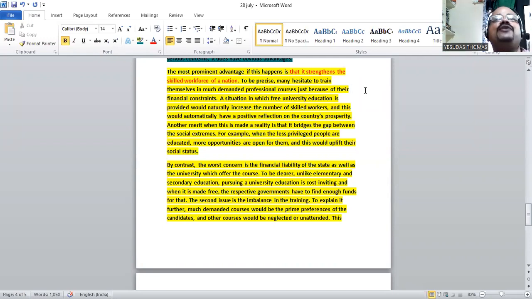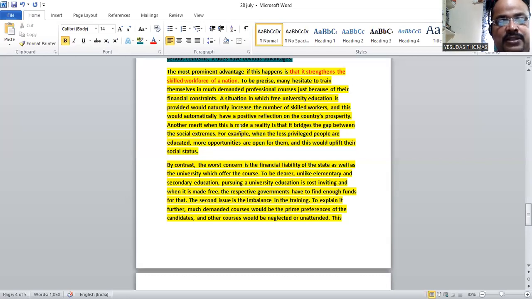These types of demanded university courses, if you want to train yourself, you have to have a lot of financial background. You need to have a sound financial background. And when the situation is free, it naturally increases the number of skilled workers, and this will have a positive reflection on the country's prosperity.